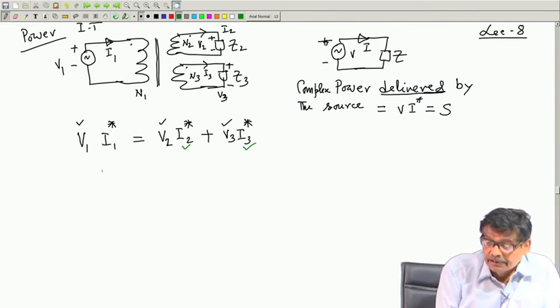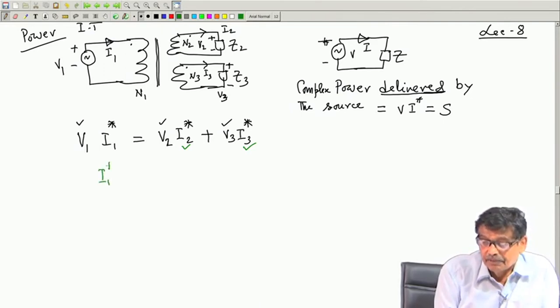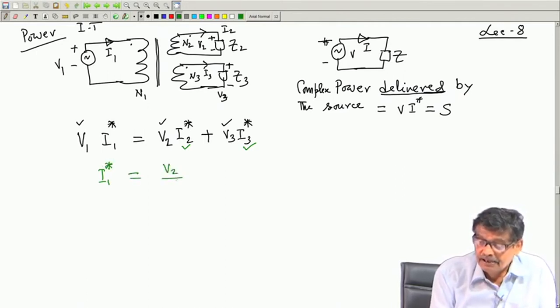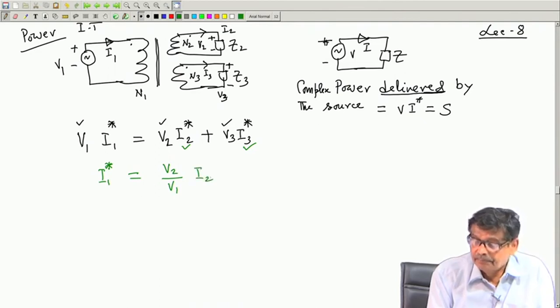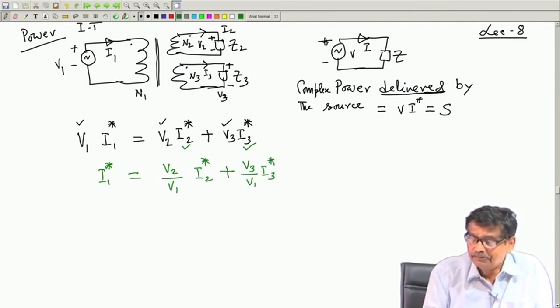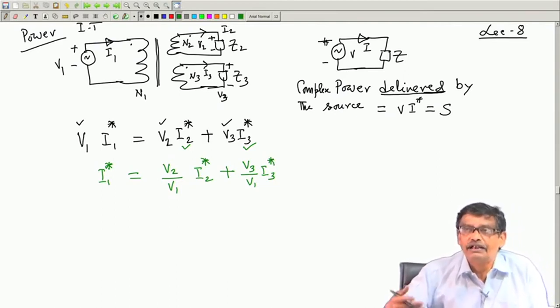Therefore, I1 star can be calculated, because my problem is what is the current drawn from the supply. It will be equal to V2 by V1 into I2 star, plus V3 by V1 into I3 star. If I make any mistake, please point it out. But V2, V1, V3, V1 are all cophasal numbers.